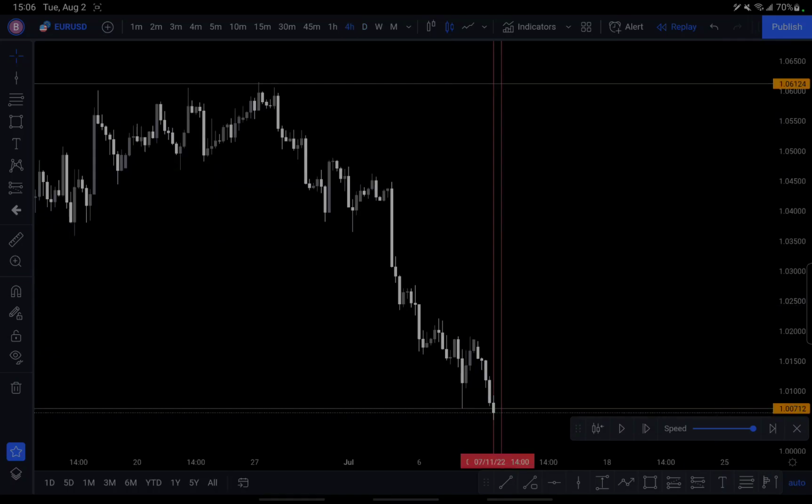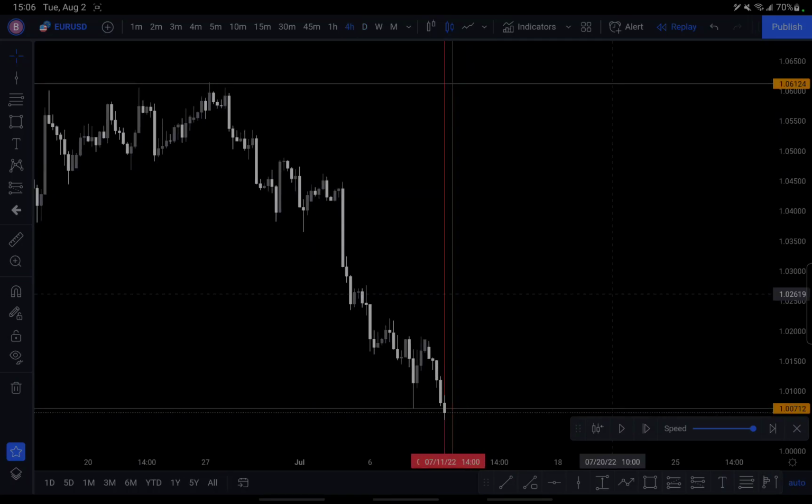Okay, the 4-hour, we are bearish. Okay, price is down, creating lower lows. Okay, we do have some imbalance left in here and in here, supply zone left in here, so that can be a potential POI that we just have to keep in mind.